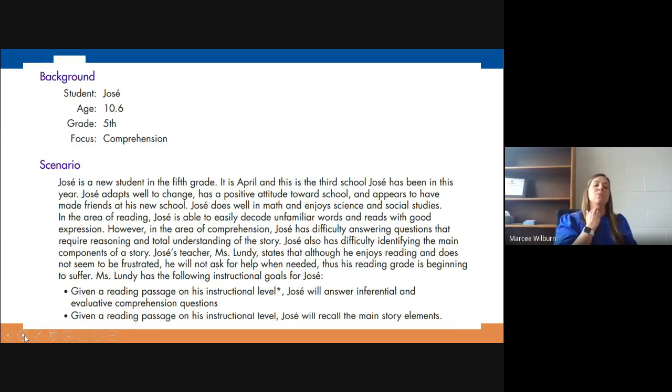All right, so Jose is a new student to you, and you received these goals within his IEP. Would you start working on inferences and evaluating comprehension questions, or would you start working on main story elements? Put A in the chat if you are thinking about the first one, inferences and evaluating comprehension questions, or put B in the chat if you're recalling main story elements.